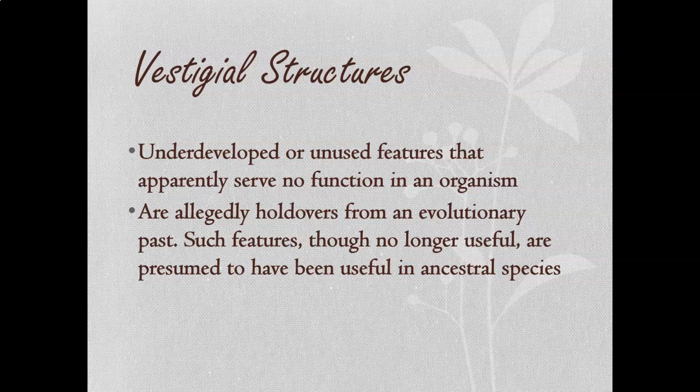Last type of anatomical structure we'll talk about does circle back to true divergent evolution and common ancestry, and these are these things called vestigial structures. So these are underdeveloped or underused features that apparently seem to serve no current function in the organism today, but presumably held some sort of function in our evolutionary past. So the feature is no longer useful, but we assume it must have had some sort of function in the past in our common ancestors.